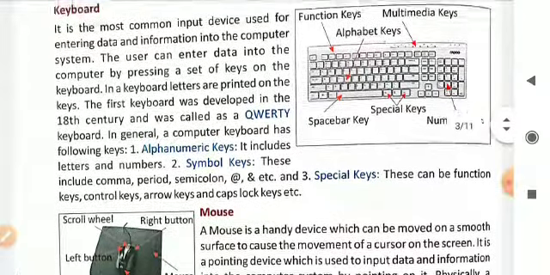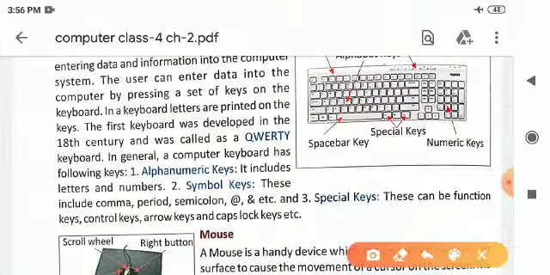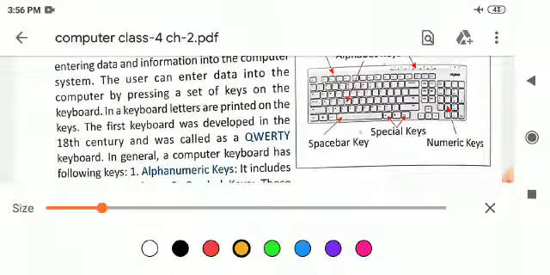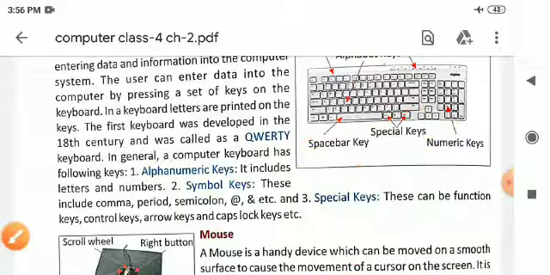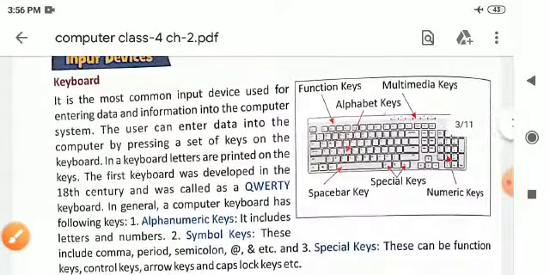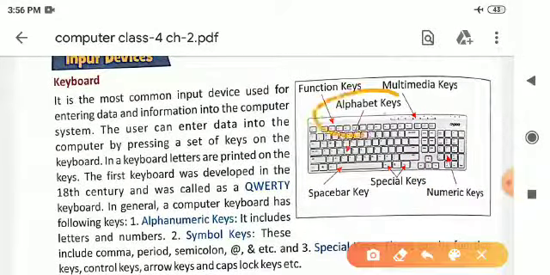In the picture you can see children, there is space bar key, special key and numeric key. Numeric key means there are numbers. And alphabet keys, function keys and multimedia keys. On the keyboard you can see these kinds of keys on it.